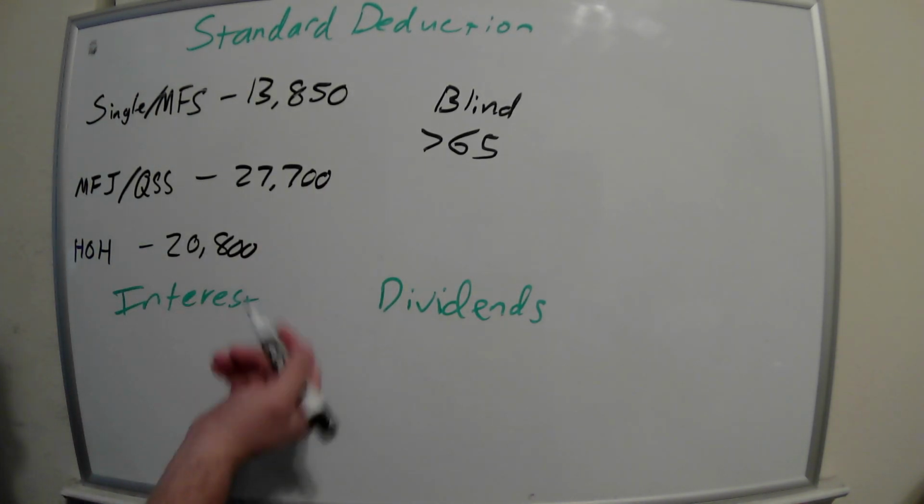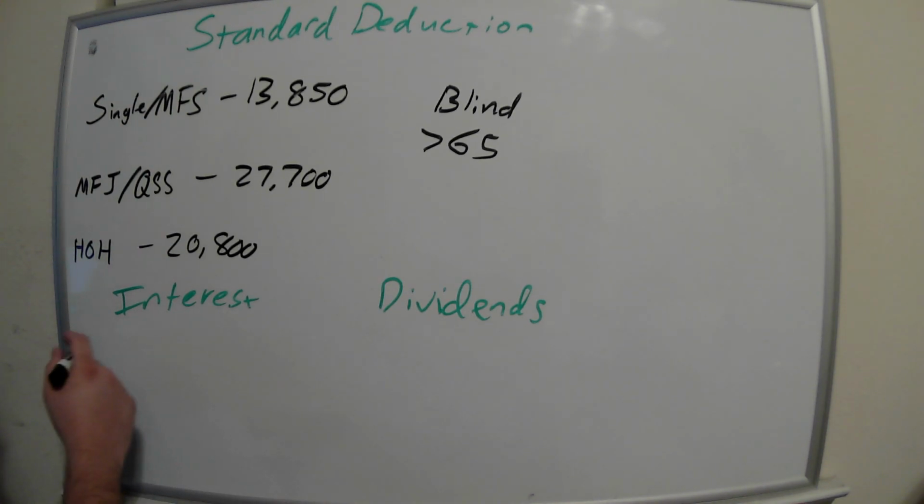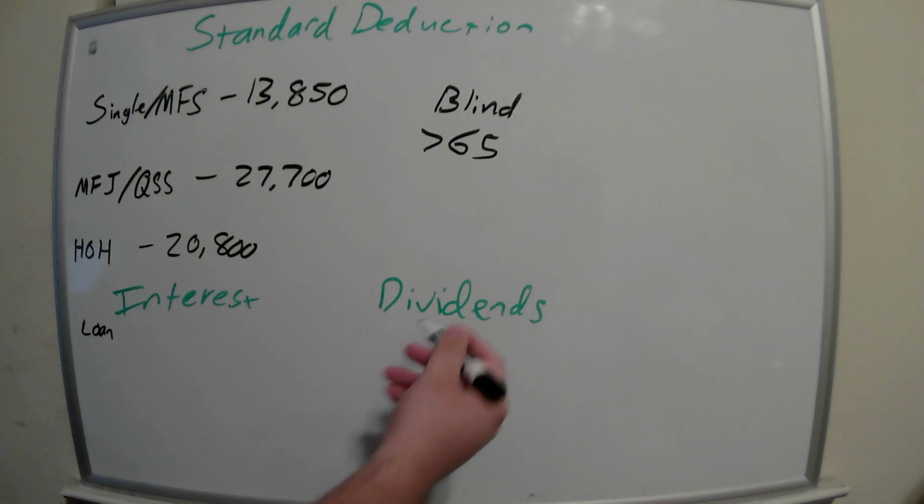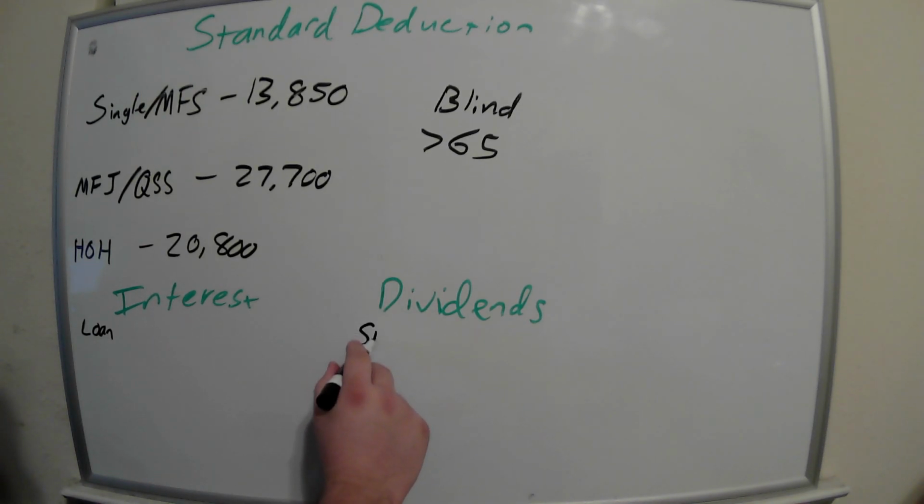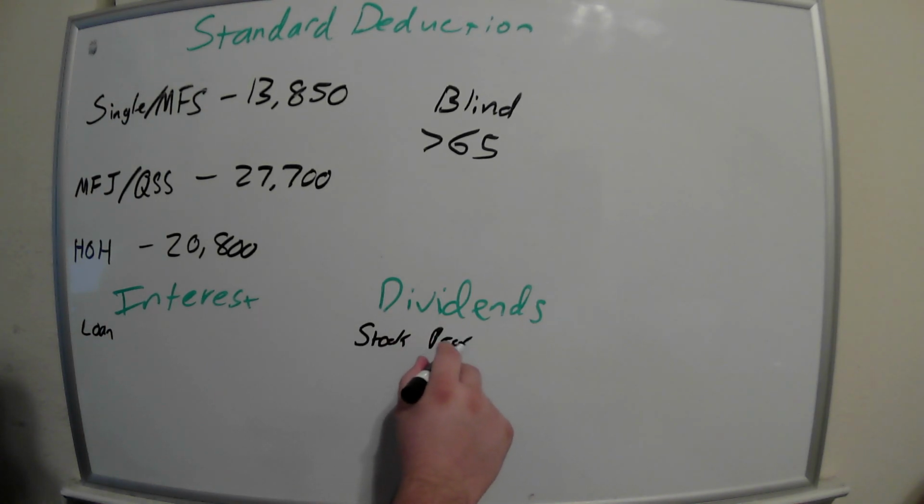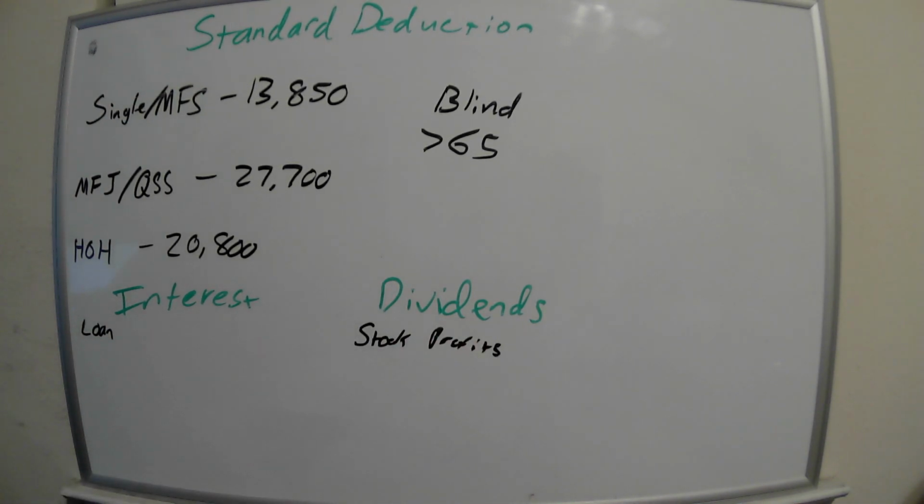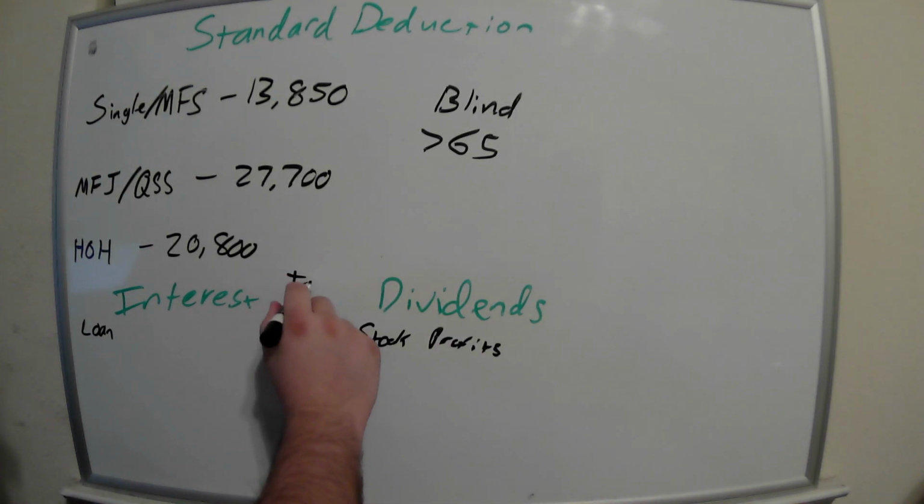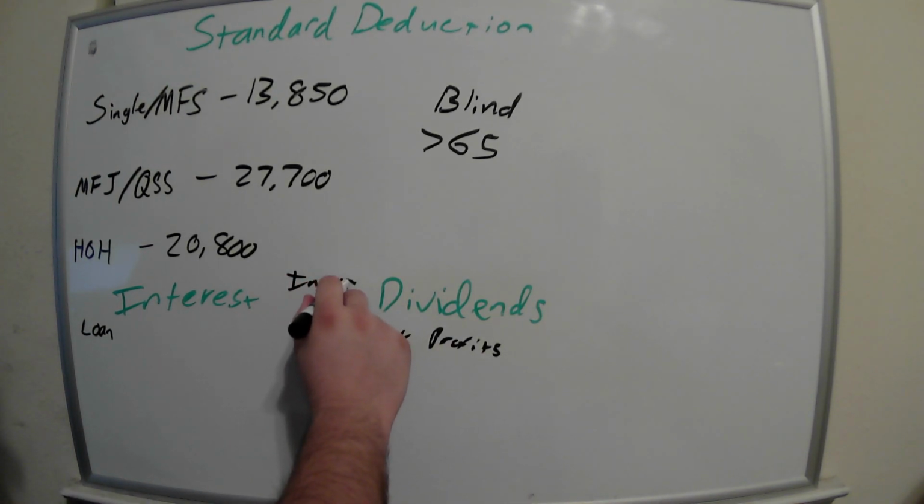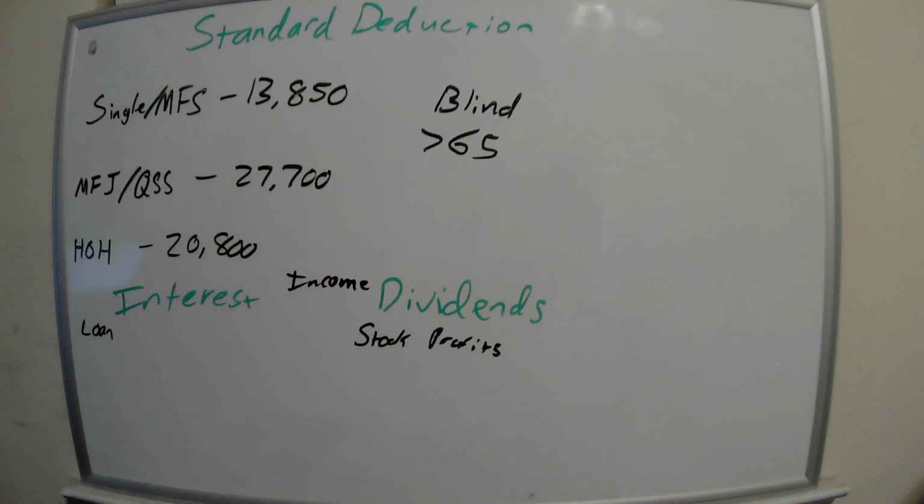Moving on, interest and dividends. Interest is a term we kind of know pretty obviously. That's from a loan. You gain money from loaning money to someone else. And dividends are from owning stock. They're the profits paid to the owners of the stock. Both of these things are considered income, and they add into your taxable income.